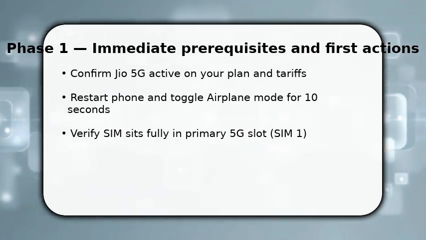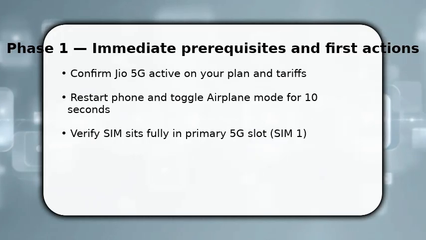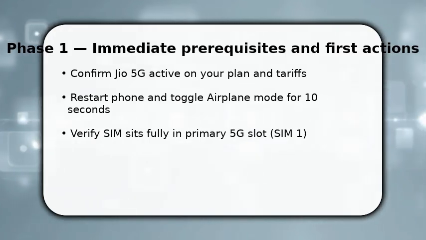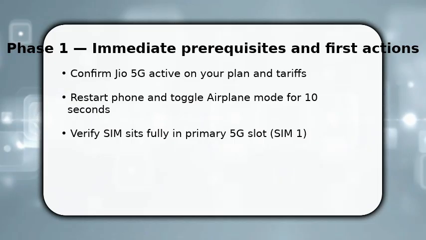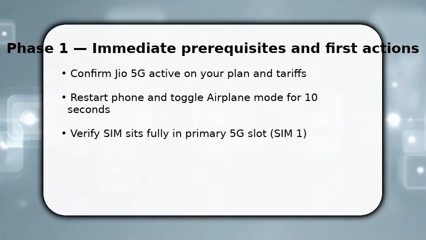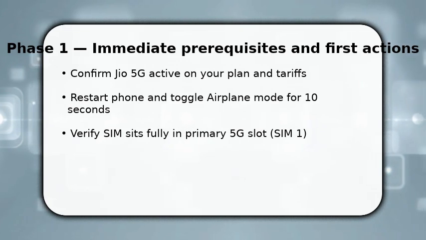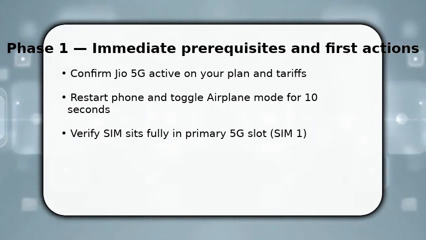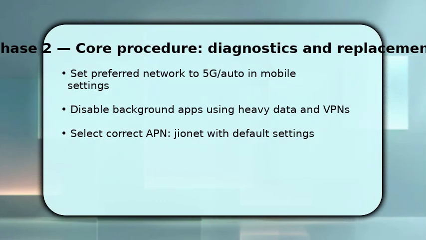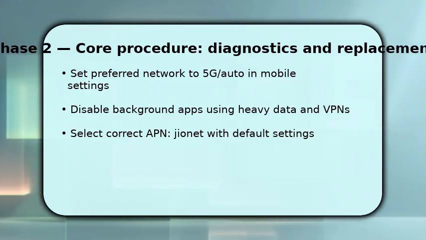Make sure the SIM is seated in the primary slot and the device firmware is up to date, because outdated software often prevents optimal band selection and reduces throughput. Next, adjust device settings to prioritize performance. Set preferred network to 5G or 5G/auto, and disable battery saver because it can throttle radios.